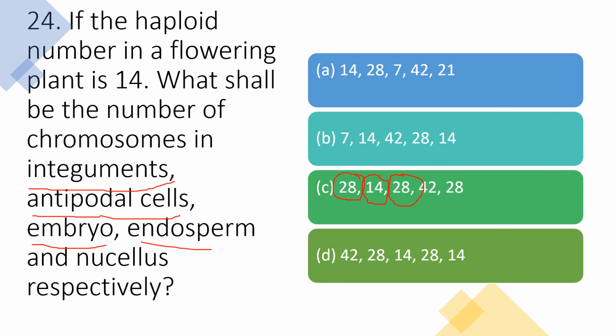And endosperm, which is the result of double fertilization, has 3n chromosomes, 28 plus 14, which leads to 42 chromosomes. And the nucellus is again a diploid set of chromosomes, so again 28 chromosomes. So option C is the correct answer. Integument 28, antipodal 14, embryo 28, endosperm 42, and nucellus 28 chromosomes. So the answer is C.